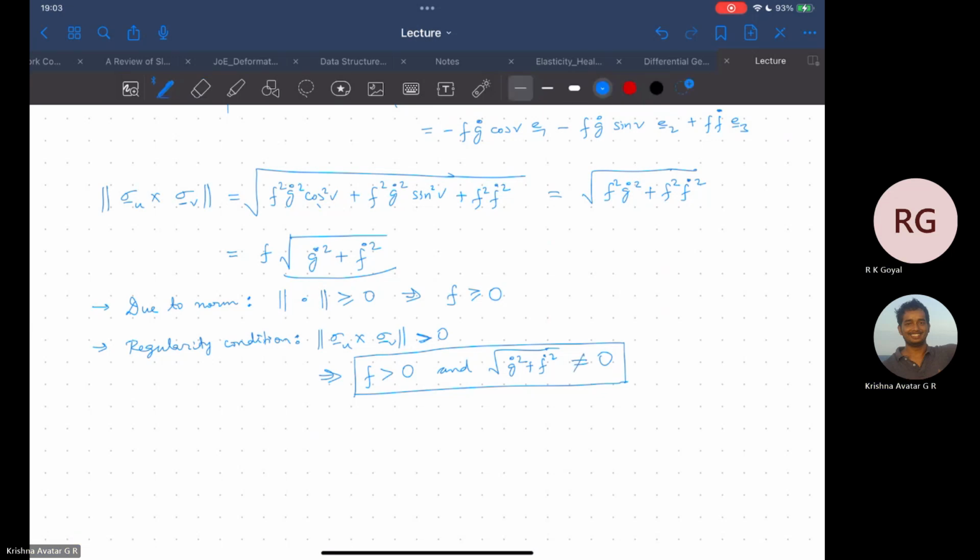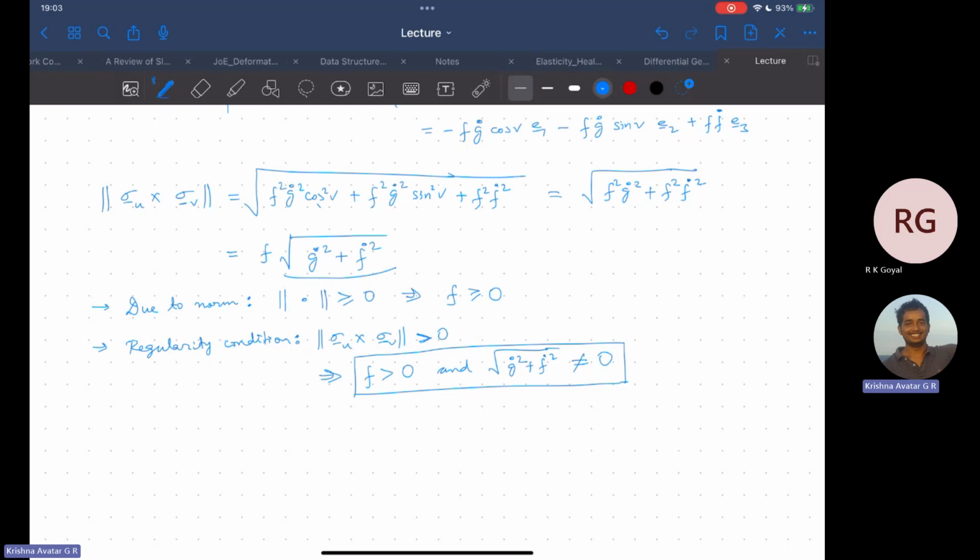So these are the conditions for when we define a surface of revolution: the profile curve must satisfy these requirements. F greater than 0 we could even see from the geometric point of view, but the second requirement, f dot square plus g dot square greater than 0, is a requirement as well. Yeah, so this was what we wanted to discuss in the examples part.